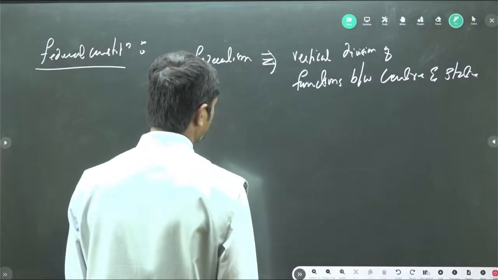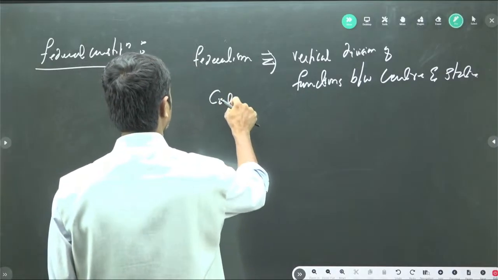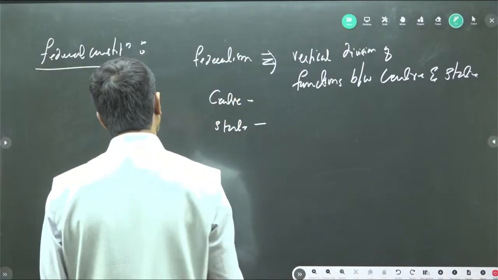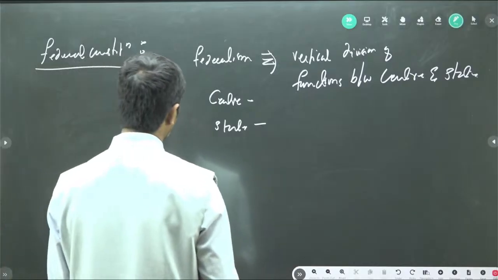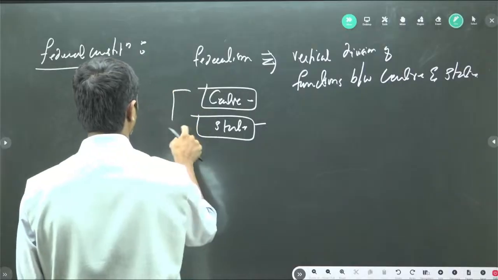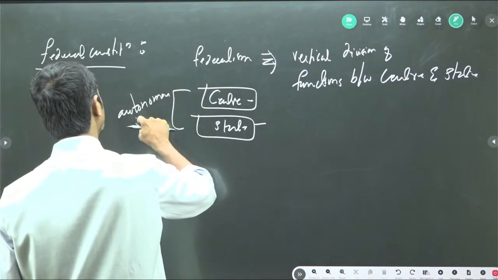So that means the central government will have its own subject matters and the state government will have its own subject matters. Apart from that, in the working relationship, both governments will be autonomous in their own spheres.